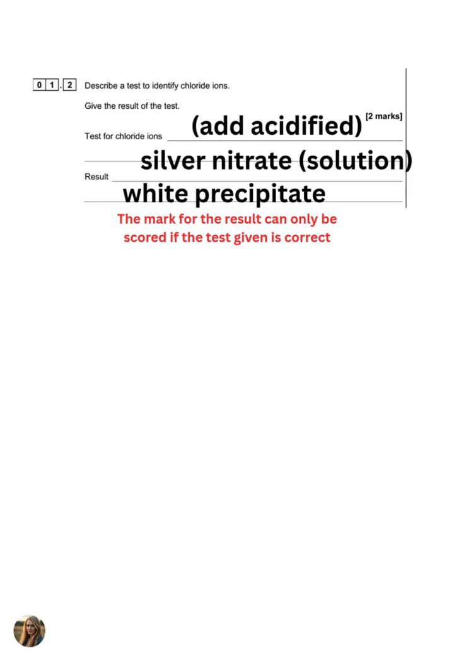Some other tests were chosen, with the most common incorrect responses being the addition of barium chloride or sodium hydroxide. A number of students mentioned the test for chlorine gas rather than chloride ions and described the use of damp litmus paper. The mark for the result of the test was dependent upon a mark being awarded for a correct answer. Okay, let's move on.